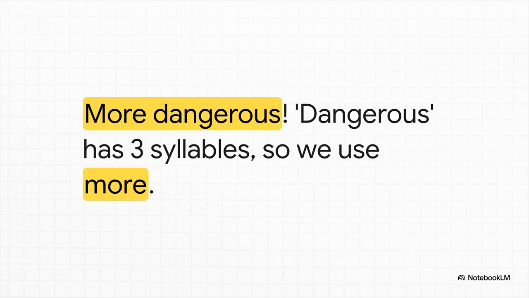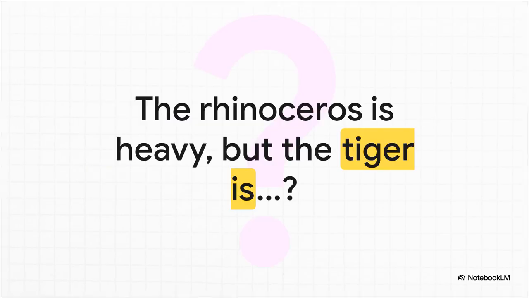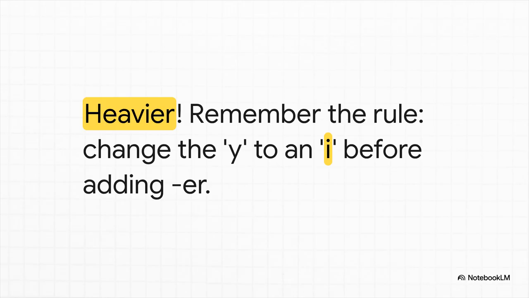Awesome start. Let's try another one. Okay, next one. The rhinoceros is heavy, but the tiger is? Watch out for the spelling on this one. Heavier. Nailed it. Did you remember the rule? The word heavy ends in a Y, so we swap it for an I and add -er. Brilliant.